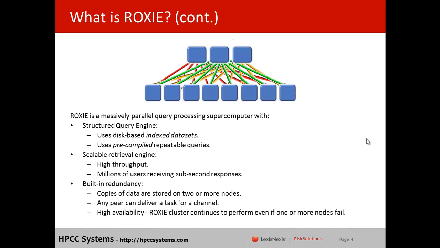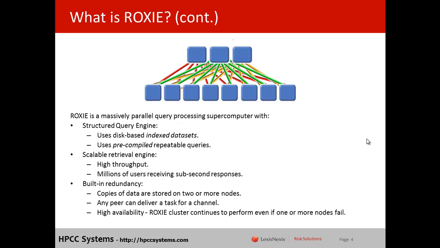It also has built-in redundancy. Copies of data are stored on 2 or more nodes. Any peer can deliver a task for a channel, and there's high availability. The ROXIE cluster can continue to perform even if 1 or more nodes fail.